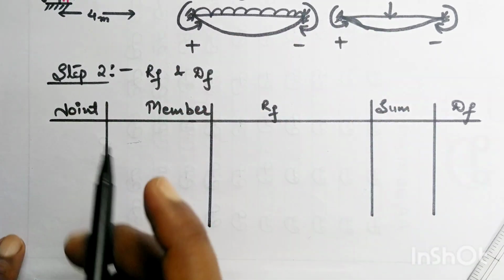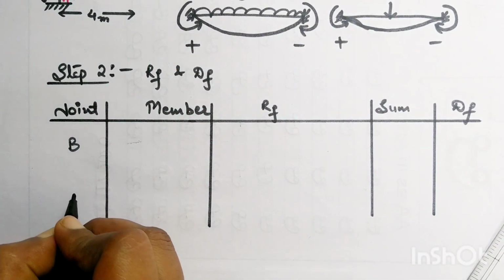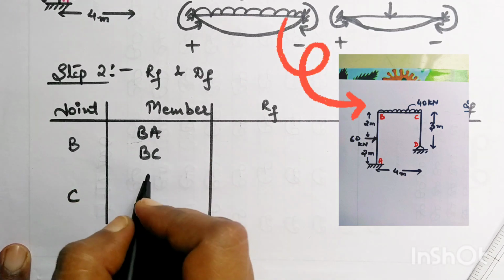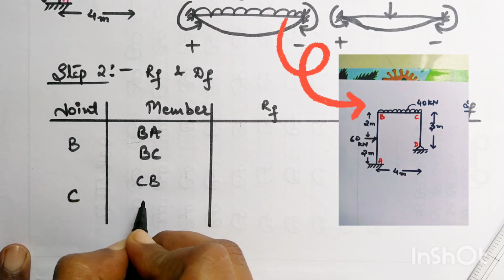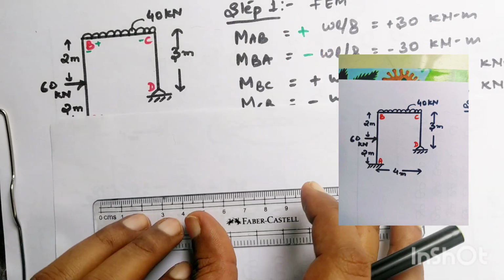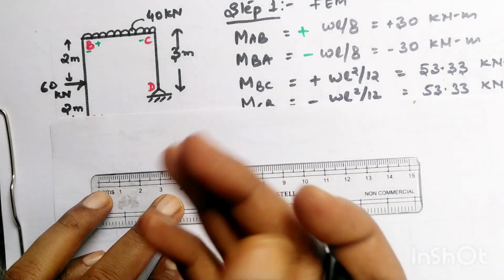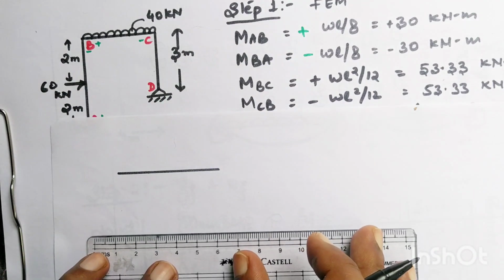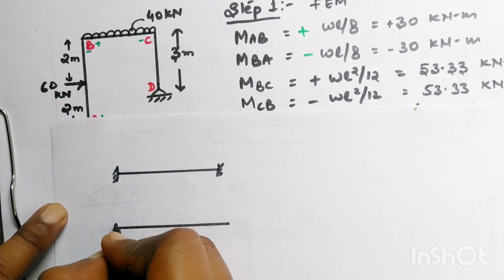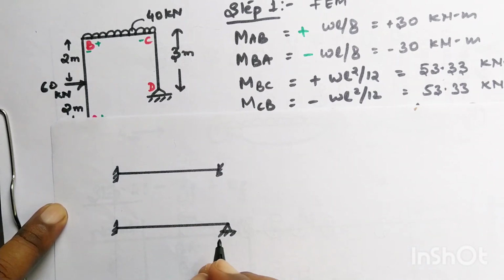For that we have to make one table like this. So we have two joints. You can see here B and C are the joints and these are the members. To understand how it works, we'll take a small example. Let's take a fixed beam and a simply supported beam with one end fixed.